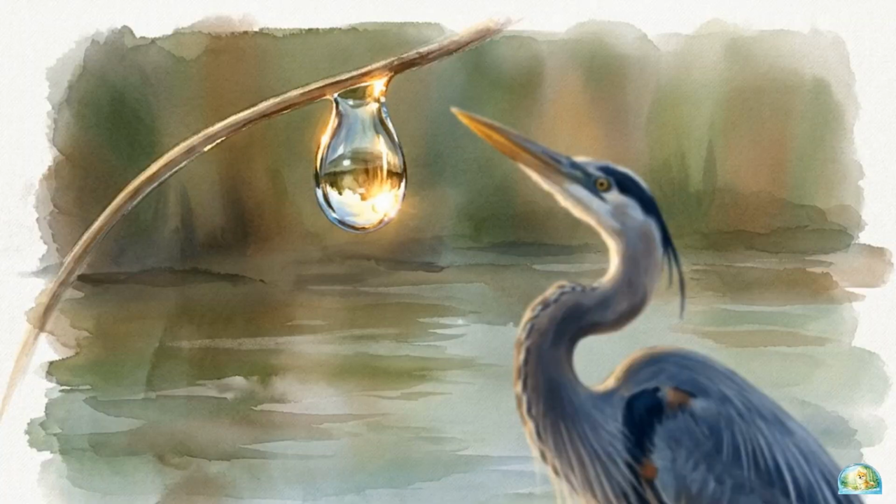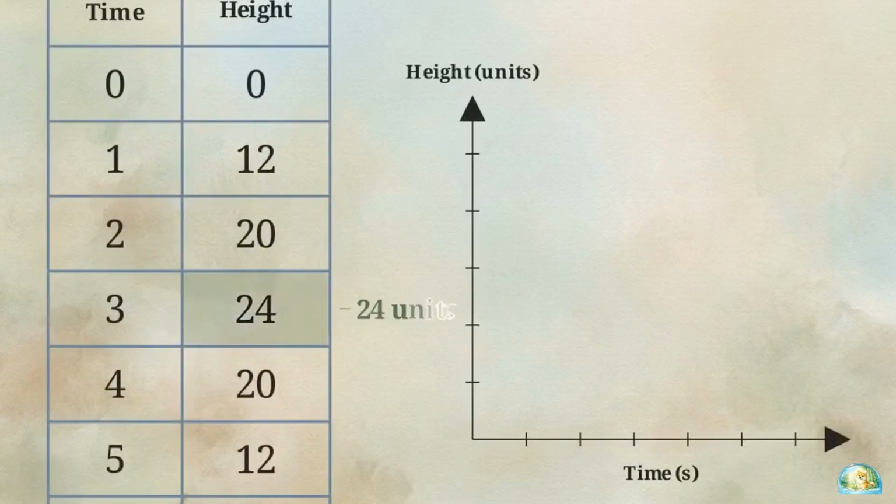This peak value is the mathematical maximum of the projectile's path. Based on this data, the maximum height is 24 units. Finding a maximum in a table requires tracking discrete changes in the numbers rather than looking for a visual curve.